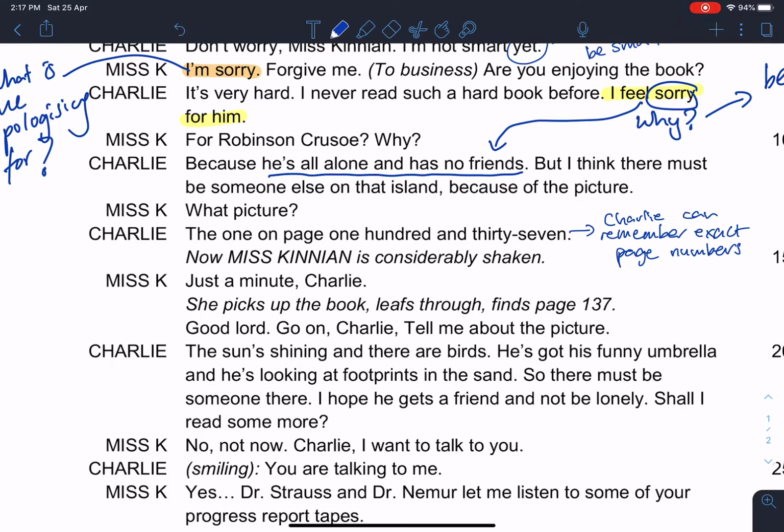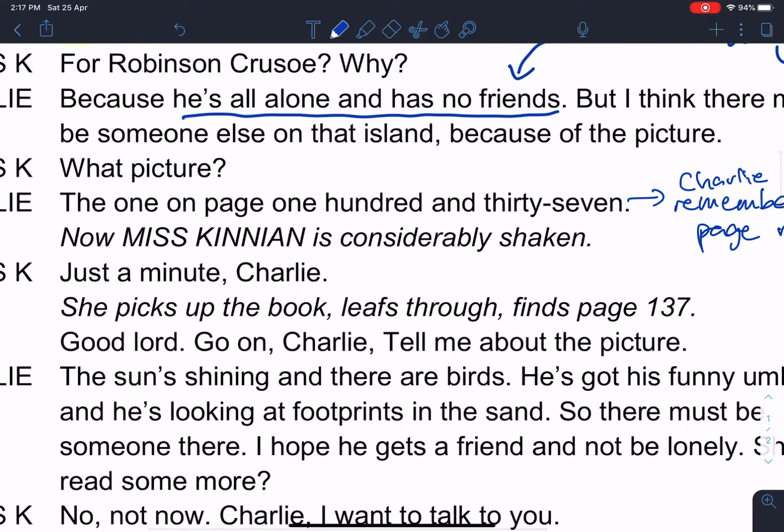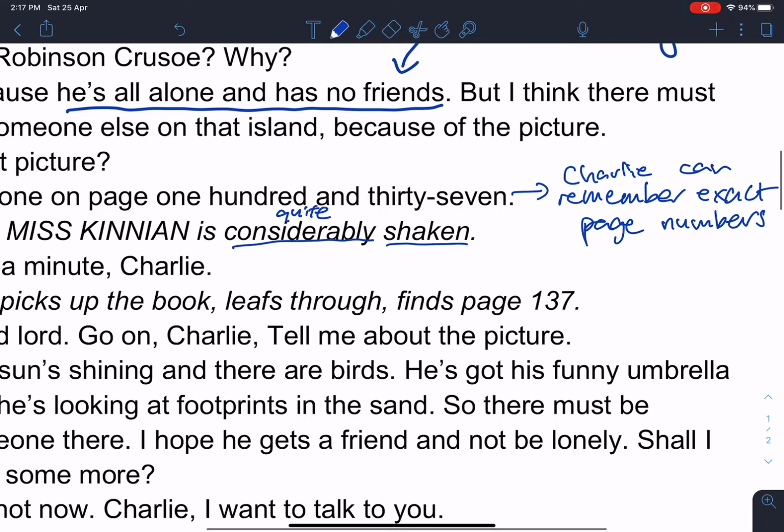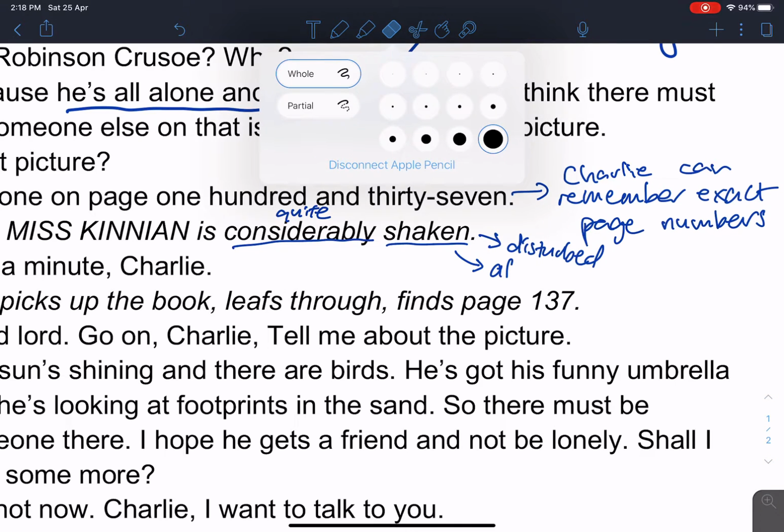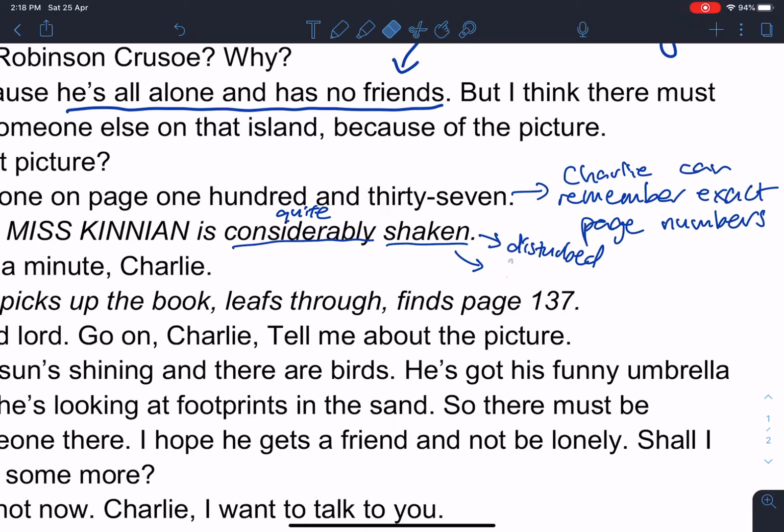Okay, so now we have something interesting. Now Miss Kenyon is considerably shaken. Considerably means quite, okay? And shaken means she is a bit disturbed, or a bit confused. She is affected in some way, okay? Shall we say that she is oh shucks. She is slightly afraid. So the question is, you need to think about, why does Miss K react like that?